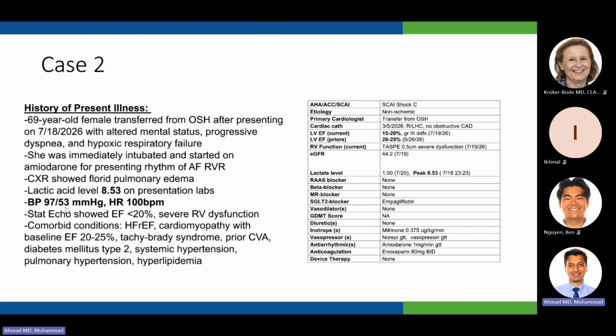Blood pressure was 97/53. Heart rate was 100. They did a stat echo, and it showed ejection fraction less than 20%. The RV was blown, very big, dilated, and severe dysfunction.